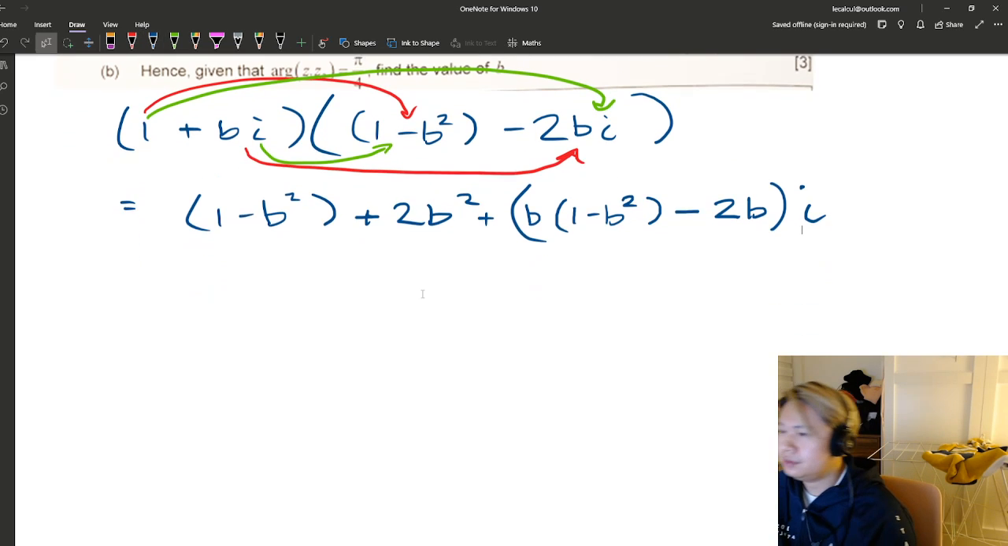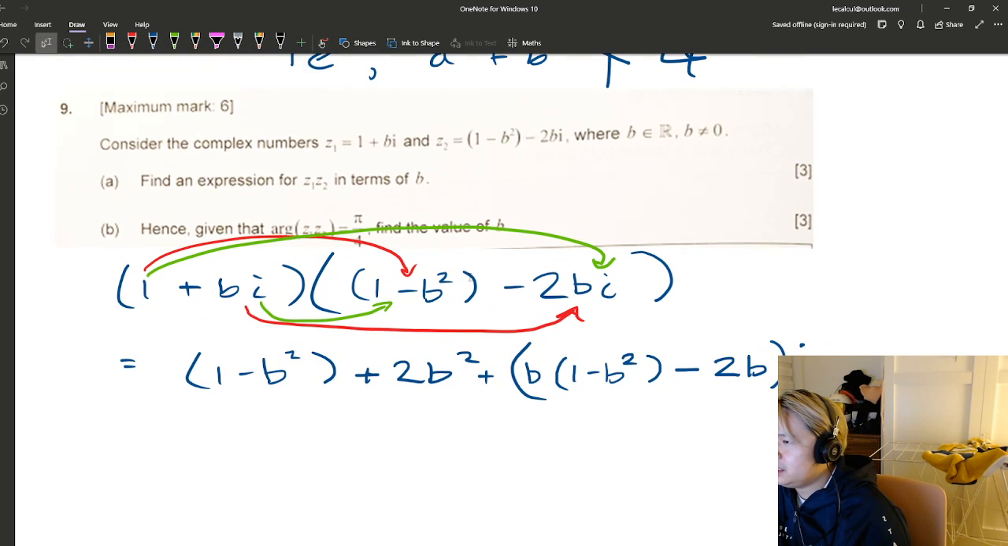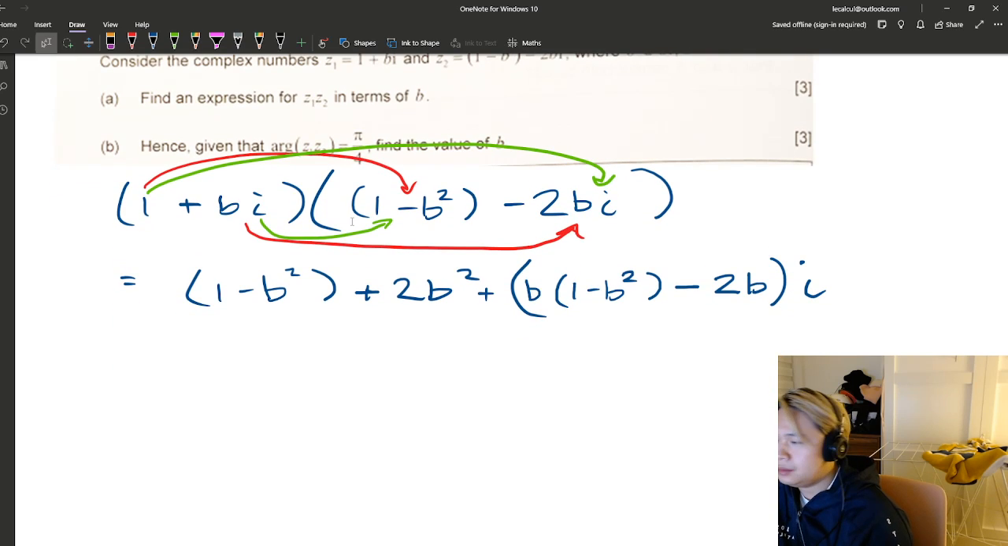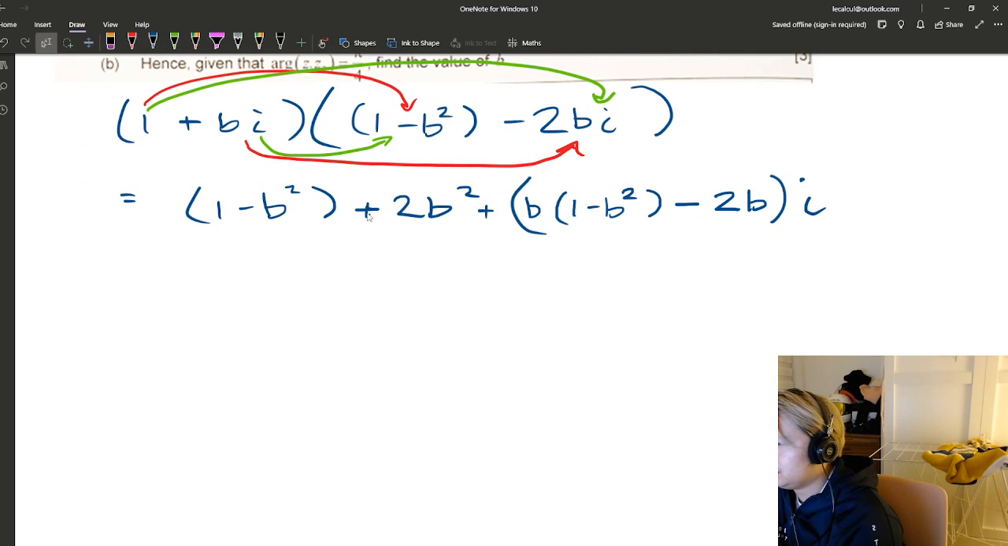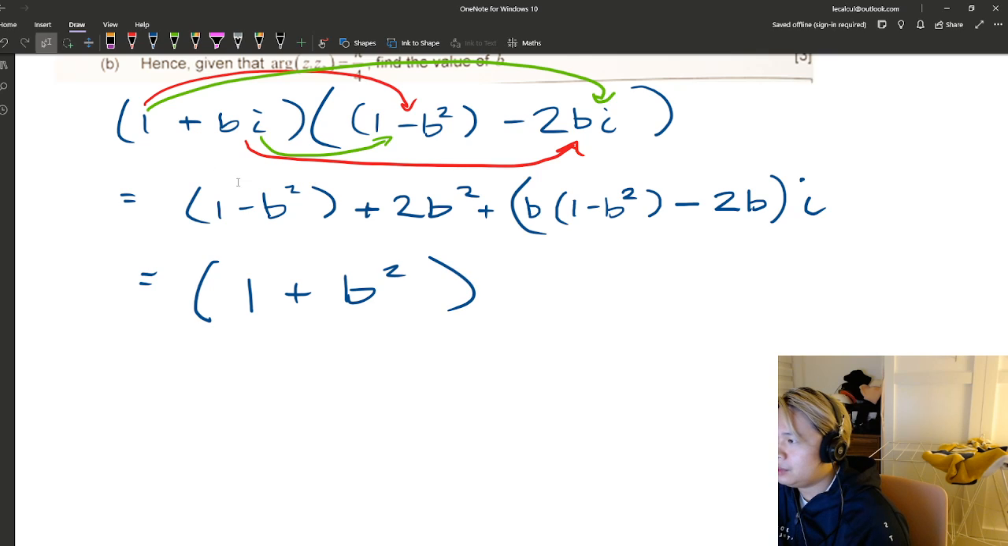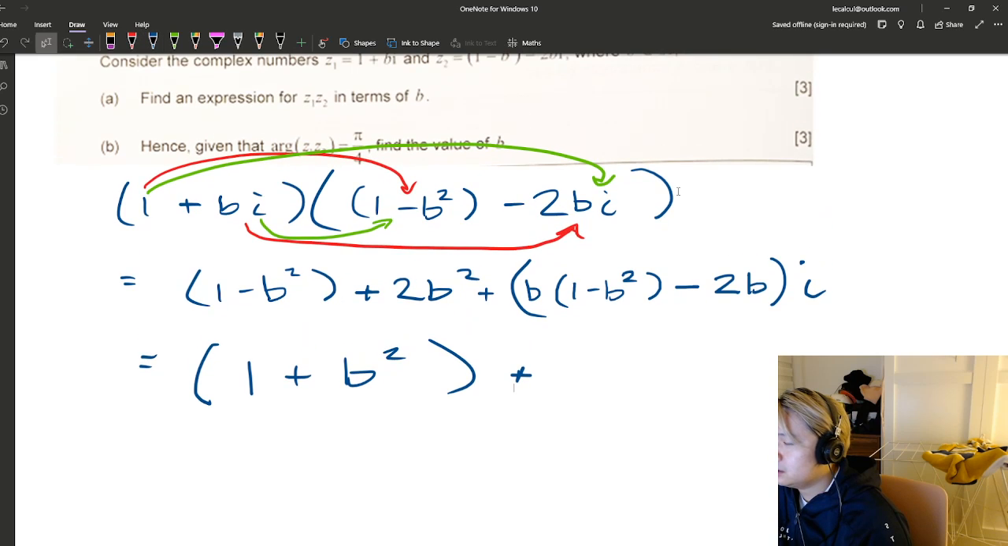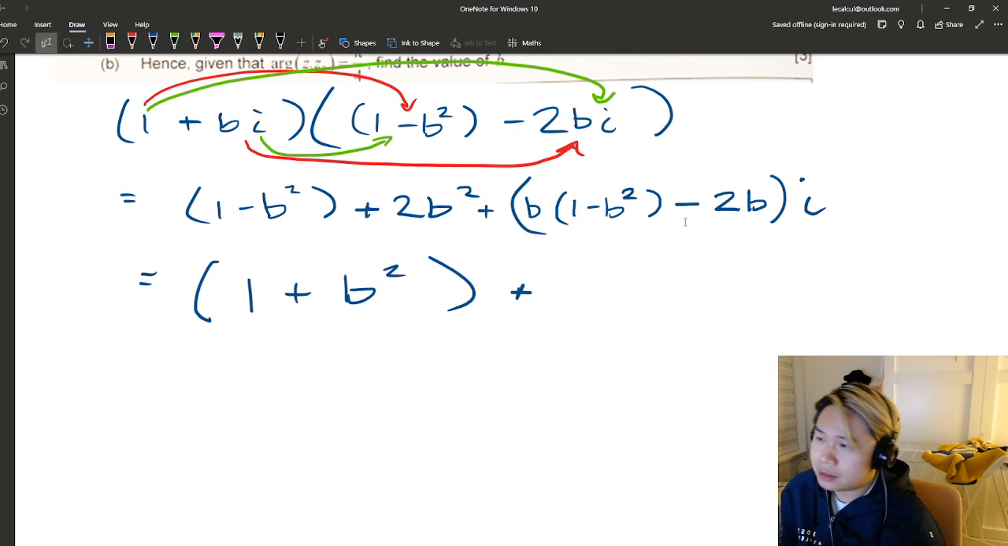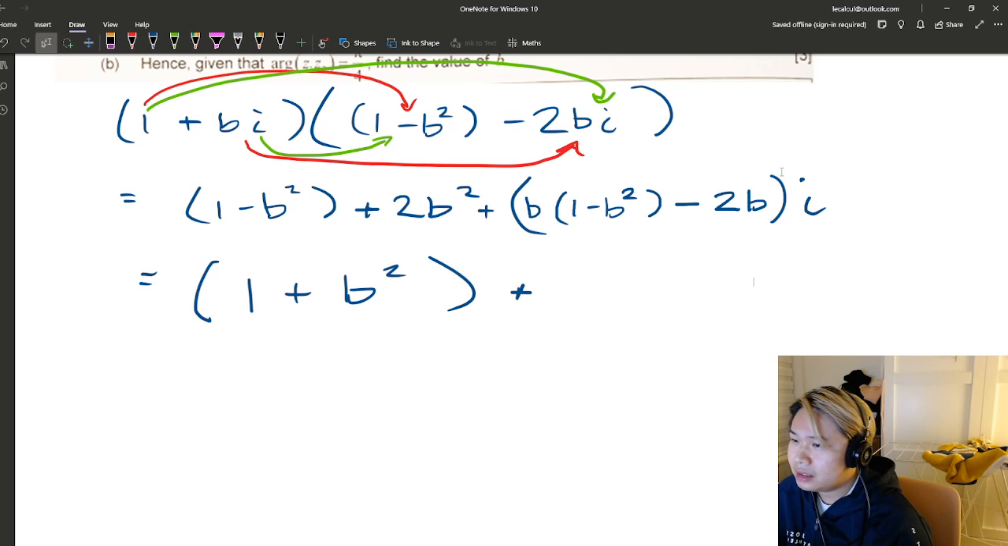Okay. And then I guess you could simplify it. I need to find the argument, so I might as well simplify it because it'll probably make things easier later. So the real part is going to be 1 plus b squared, because we have a minus b squared and a plus 2b squared. And then the imaginary part. Sorry guys, it's like 1 in the morning and so I'm sleepy. But I guess that makes it, you know, test situation accurate because you guys would have stayed up.